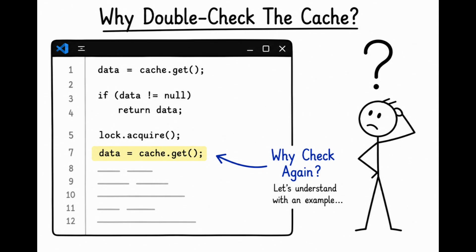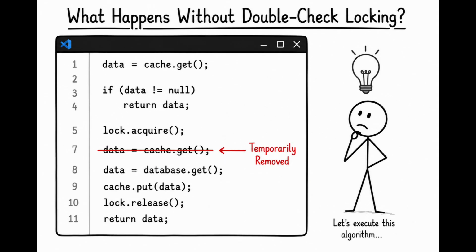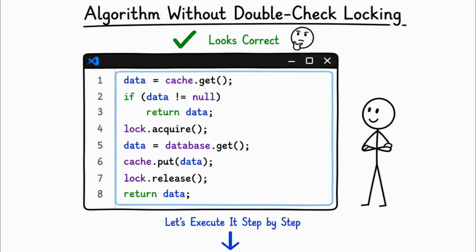To understand the answer, let's temporarily remove the second cache check. Suppose our algorithm looks like this. We check the cache. If the data exists, we return it. Otherwise, we acquire the lock, go directly to the database, store the data in the cache, release the lock, and return the response. At first, this algorithm looks perfectly fine, but let's execute it step by step.